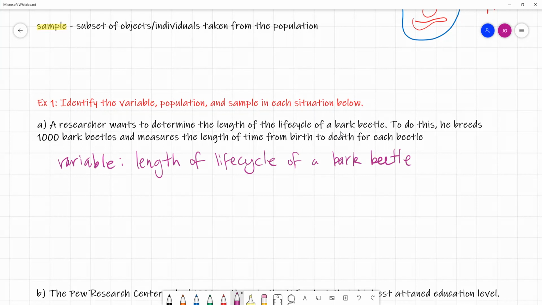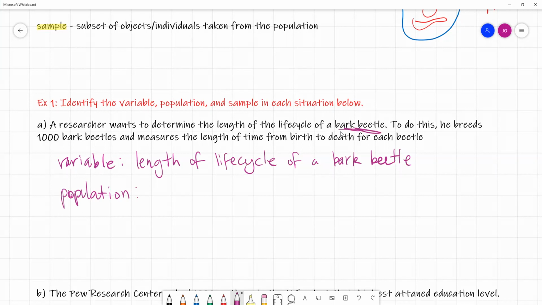We're never going to have the object or the individuals be the main part of the variable. It's always something about the object or individual, right? In this case, the length of the life cycle. Okay, now let's talk population. What is the population? What is the group of individuals or objects that this researcher is studying? In this case, it's bark beetles.